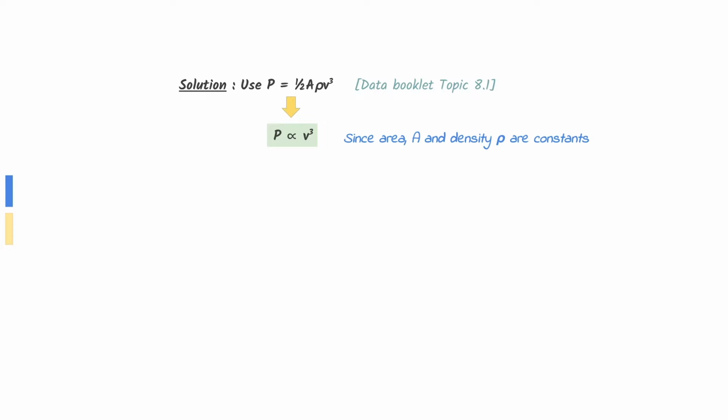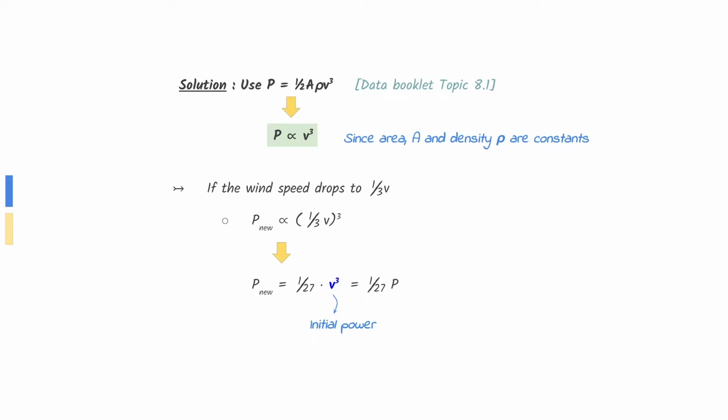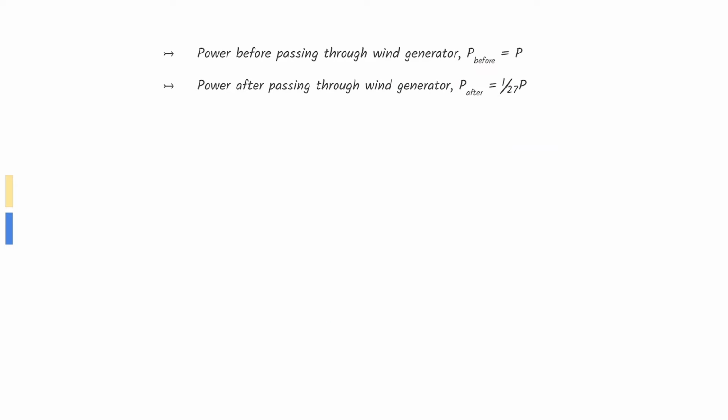The power equation for the wind generator can be simplified to power directly proportional to velocity cubed. This is assuming that the area and the density are constant. This means that if the wind speed decreases by 1/3, the power will decrease by 1/27. To summarize, the power of the wind before passing through the generator is P. Power after passing through the generator is 1/27 P. Subtract these two from each other to find the power absorbed by the wind generator.